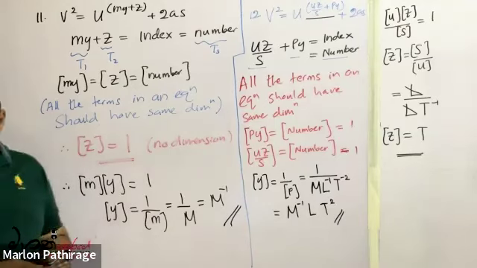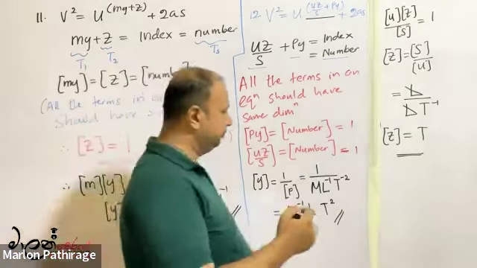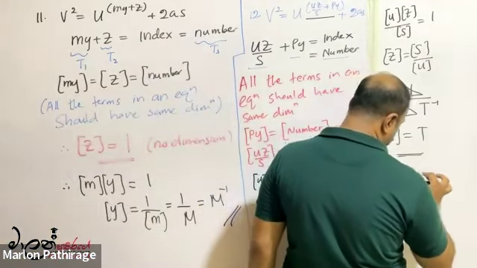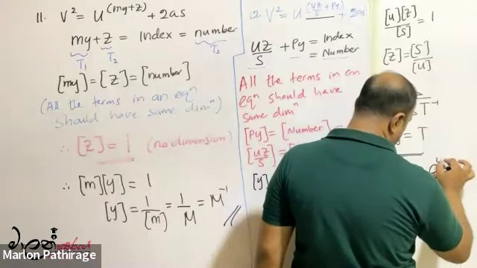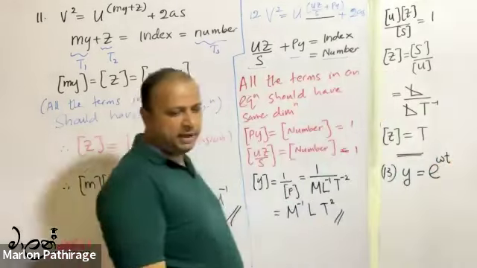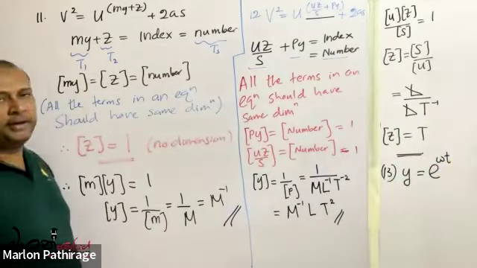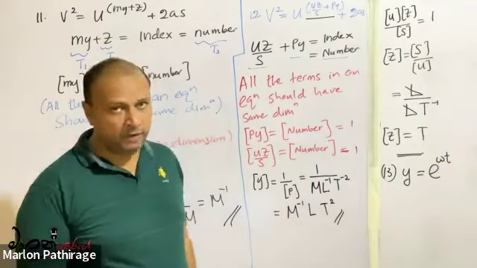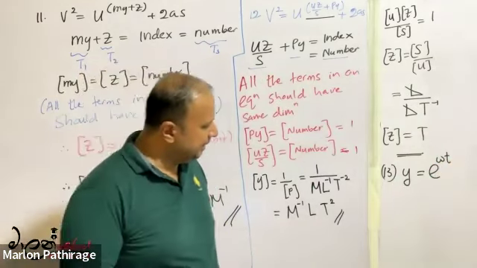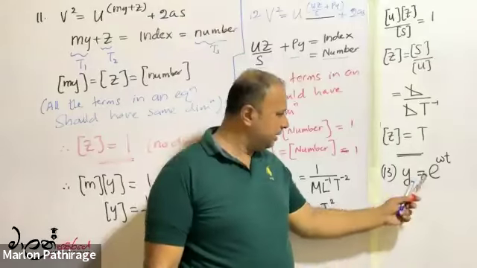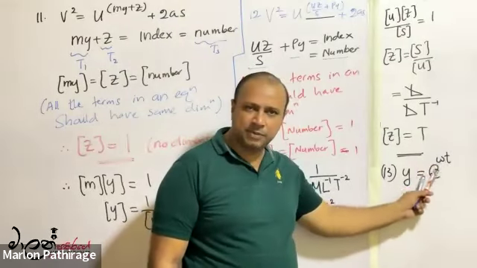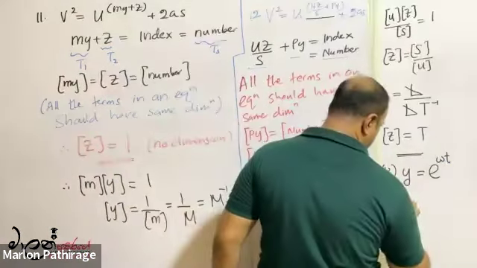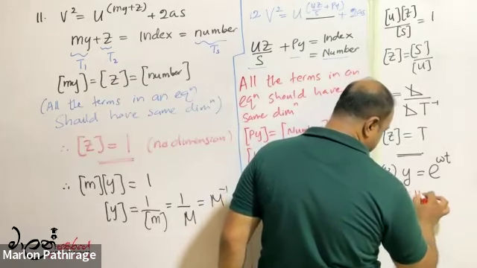Okay. There's the 13th one. Y is equal to e to the power omega t. You need to determine the dimension of omega. Omega means angular velocity. But it is very easy. Now, this term is the index. Omega t is the index.